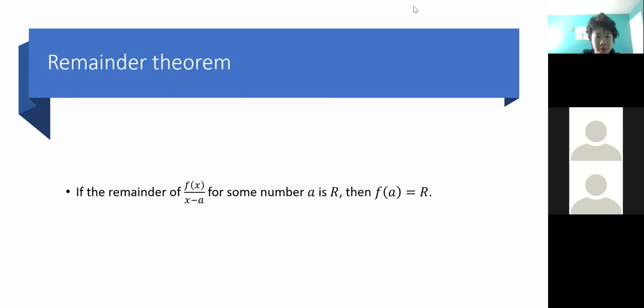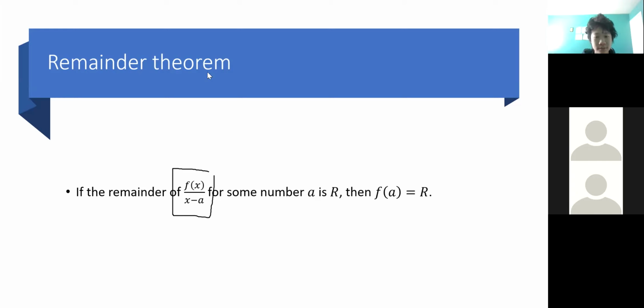I'm going to the remainder theorem. This is a kind of shortcut. If the remainder of f of x over x minus a, for some number a, is r, then f of a is r. Basically what this says is that if we want to find the remainder of a polynomial divided by some binomial, x minus a, then if we plug a into the polynomial, we should get the remainder.